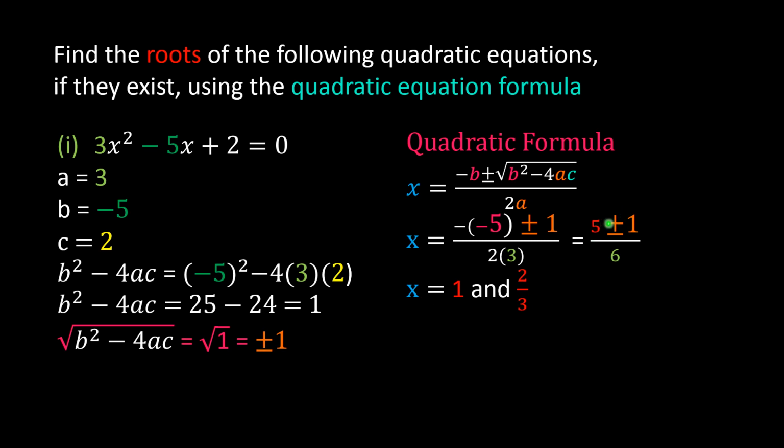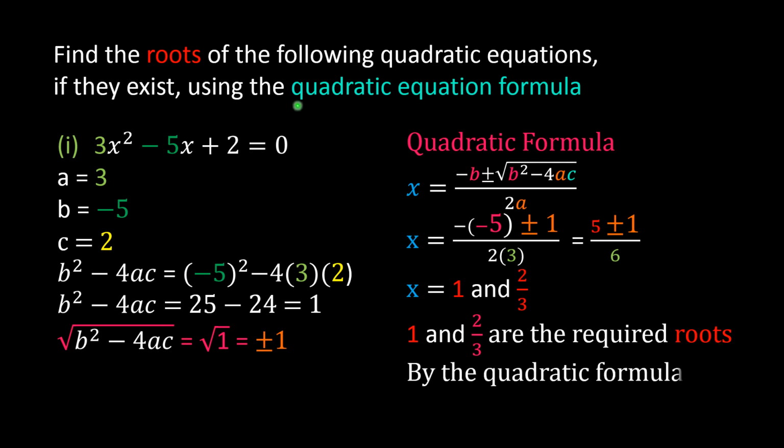Now 5 plus 1 is 6. 6 divided by 6 is 1. 5 minus 1 is 4. 4 divided by 6 is 2 divided by 3. So 1 and 2 divided by 3 are the required two roots, which we have found out by the quadratic equation formula.